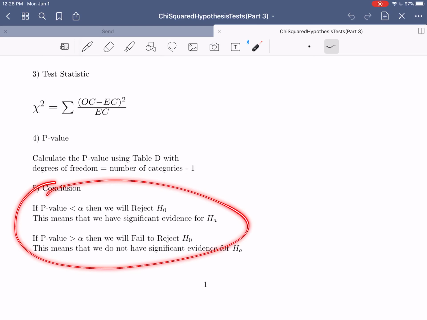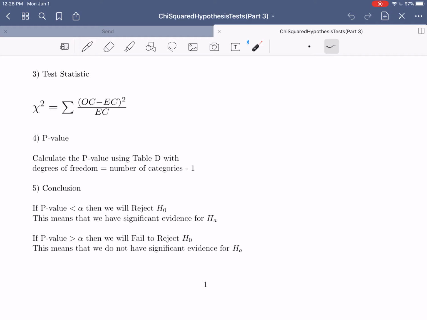Step 5, always the same, the conclusion. If the p-value is less than alpha, we will be rejecting H0, which means we have evidence for our claim, meaning that we have evidence that the distribution has changed or is different. If the p-value is greater than alpha, we will be failing to reject H0, which means that we have no evidence for HA, which in this case means we have no evidence that the distribution has changed or is different than we originally thought.